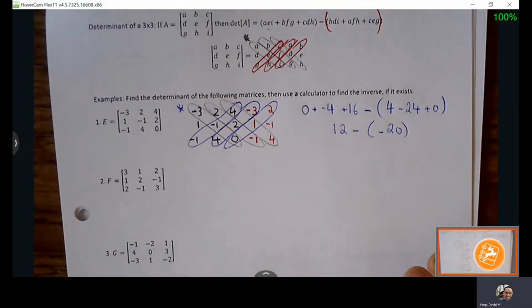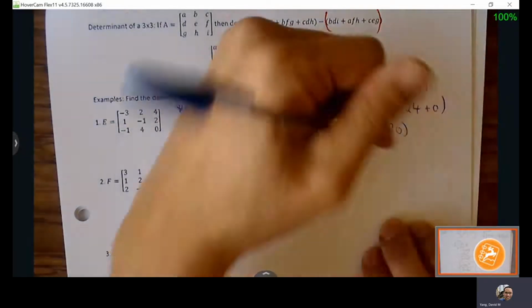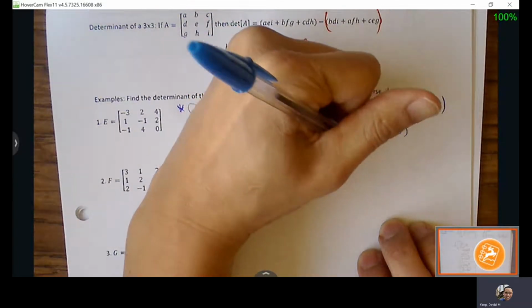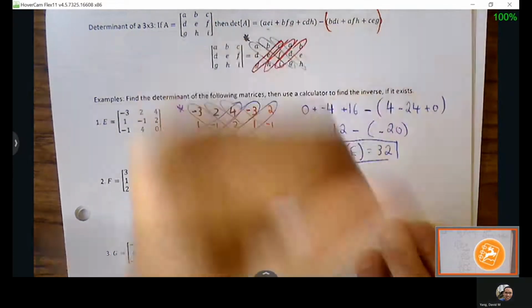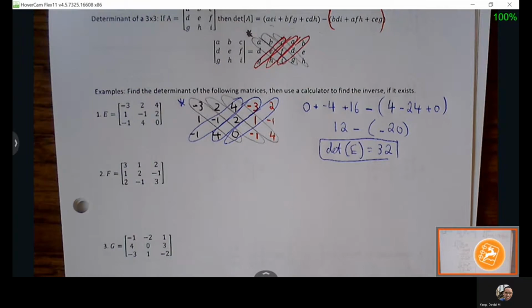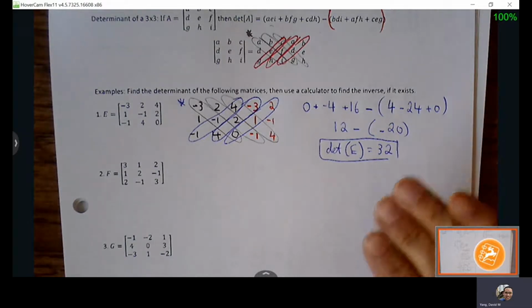So for a 3 by 3 matrix, 12 minus negative 20, that's 2 negatives becomes positive, 12 plus 20. I can say the determinant of matrix E is 32.